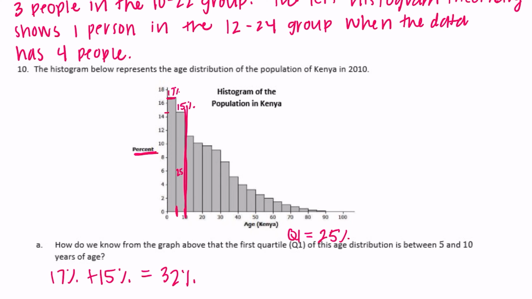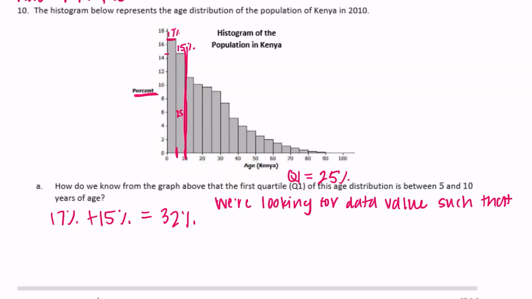So how do we know from the graph distribution that it's between 5 and 10? So we're looking for, let's try and describe this, a data value such that 25% of the distribution is at or below that value.